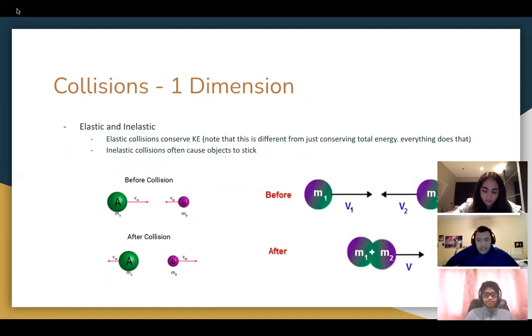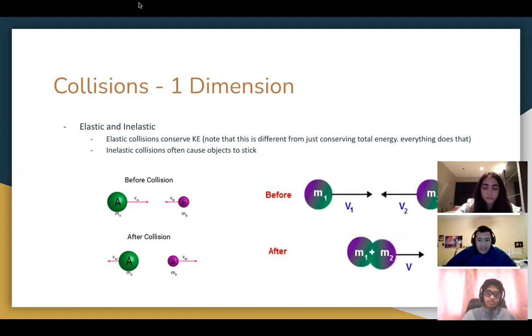So for collisions in one dimension, we have two main types of collisions. We have elastic and inelastic collisions. In an elastic collision, we conserve kinetic energy. Note, this is different from conserving total energy, because everything is going to conserve total energy. And then we have inelastic collisions, which cause two objects to stick. This does not conserve total kinetic energy.